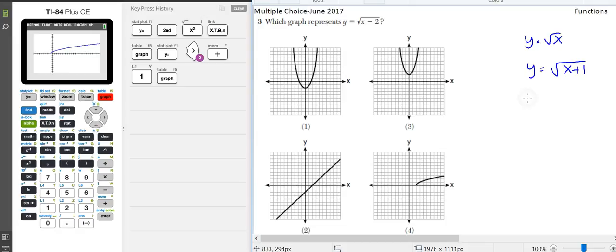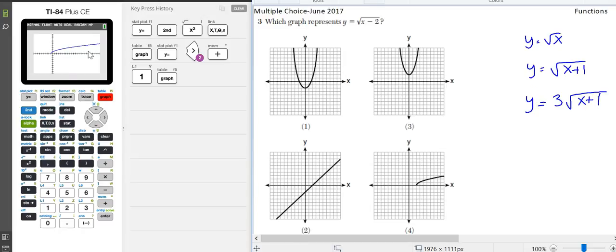And your graph will also look a little bit different if you have y is equal to some sort of coefficient before the radical sign. Let's say you have a question like this multiple choice question from the June 2017 Regents. Which graph represents y is equal to the square root of x minus 2?